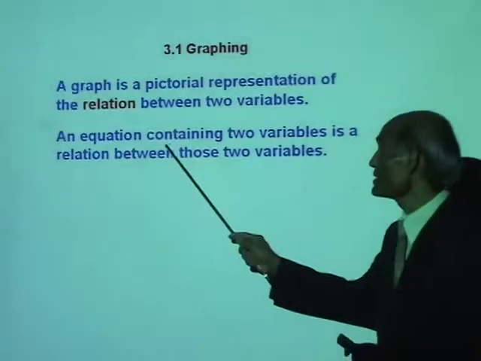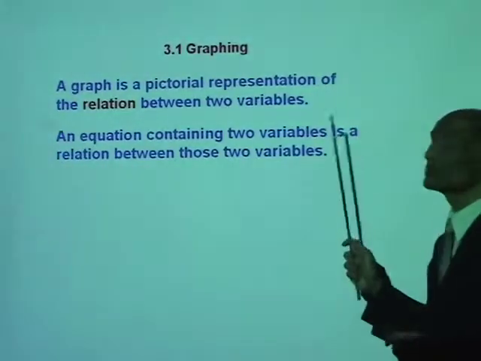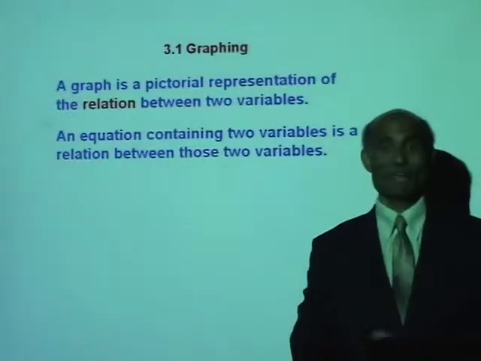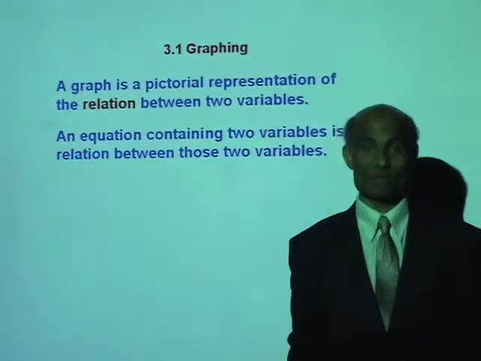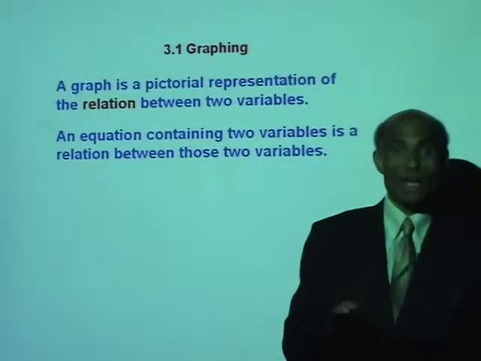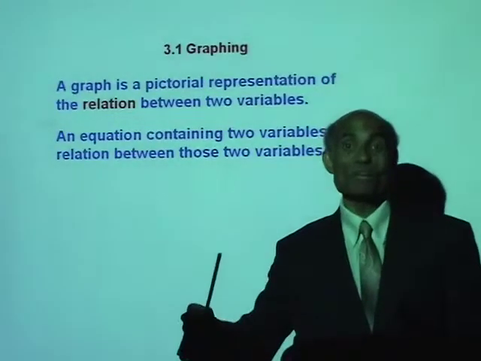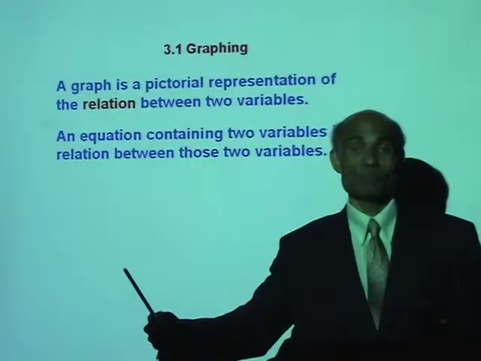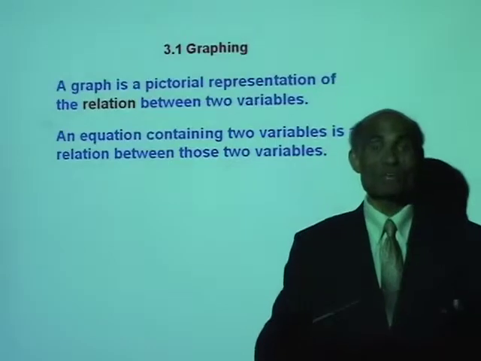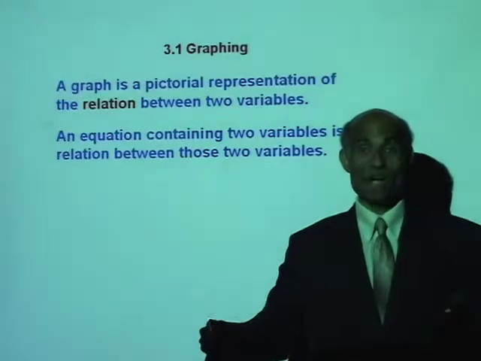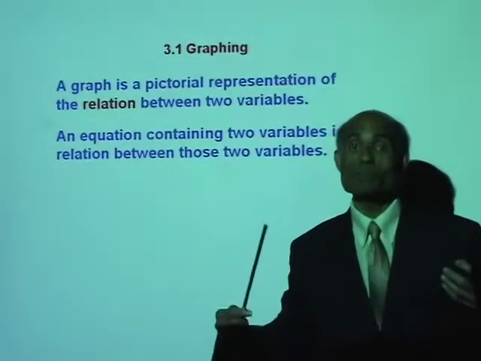Now, an equation containing two variables is a relation between those two variables. Okay, let's go back to our example. You go to work, earn $10 an hour. Let's call X the amount of time you work and Y the amount of money you take home. Alright, take your paper and pencil and write this down. X is the variable that represents the amount of time you work. Y is the variable that represents the amount of dollars you make.